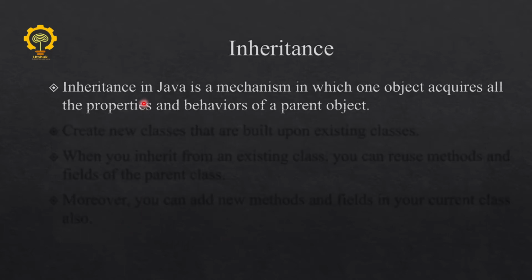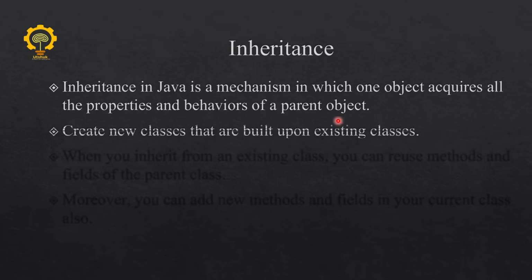Inheritance in Java is a mechanism in which one object acquires all the properties and behaviors of a parent object. So generally, inheritance means the features of the parent are inherited by the child. Create new classes that are built upon existing classes. So whenever we use the concept of inheritance, we create a new class based upon the existing class, and we can inherit the features of the parent class by the child class.